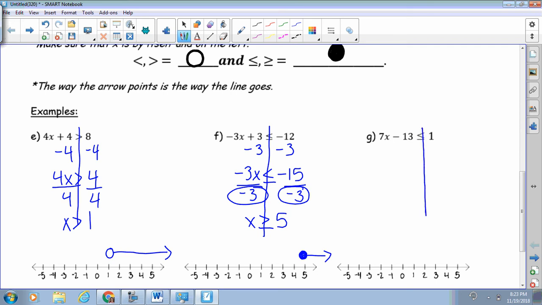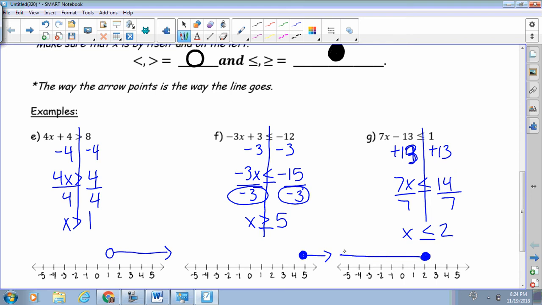Last one together. How do I undo subtraction? I add. Whoops. Add 13. 7x is less than or equal to 14. Divide by 7. This sign will not flip since I'm dividing by positive 7. I get x is less than or equal to 2. Closed circle over 2, going to the left.